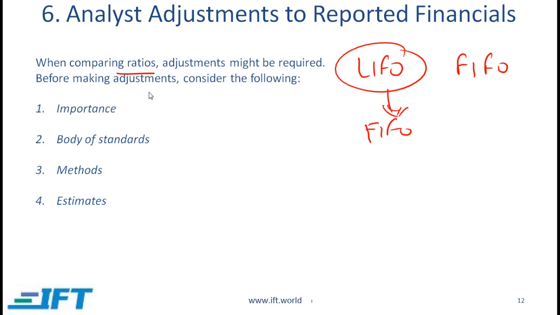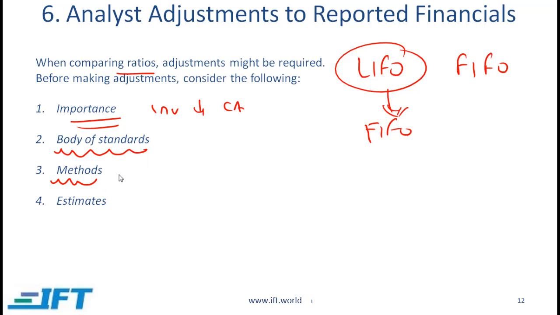However, before making adjustments, there might be some items that you should consider. One is the importance. Here we consider whether the adjustments that we are considering will really impact our decisions. If we are evaluating a company where inventory is a very low percentage of current assets, then it might not make much sense to do the LIFO to FIFO conversion. We should also look at whether the companies we are comparing are using the same body of standards or different body of standards. If different standards are being used, then it would generally be important to make conversions.